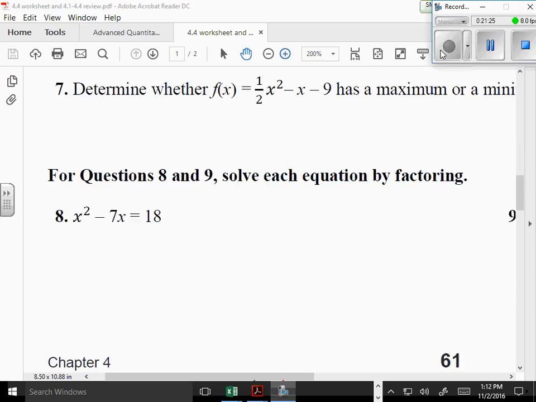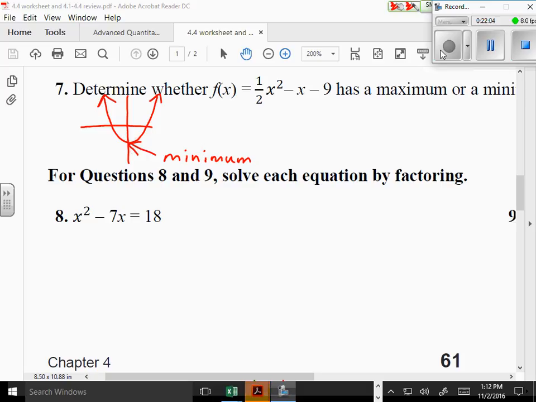All right, number 7. Is that going to be opening up or opening down? Opening up. Because it has a positive 1/2, it's going to look something like this. And that means it's going to have which one, a maximum or a minimum? Minimum. At the vertex. What is the coordinate of the vertex?